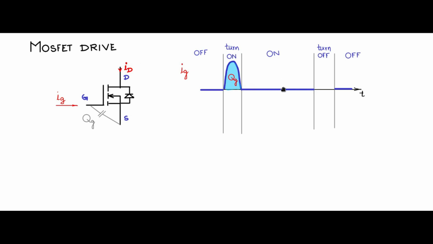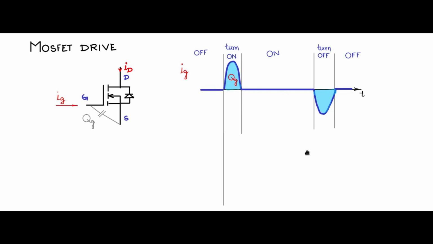And there is no charge or no current needed to maintain the MOSFET in the on state. So once turned on, it will remain on. That is why we say it is a high input impedance device till you want to turn it off. When you want to turn it off, all you have to do is remove the charge that you have given to it while turning on. So whatever charge you have given, remove that charge, and you would have switched off the MOSFET. So this is how the requirement for the gate current will look like.